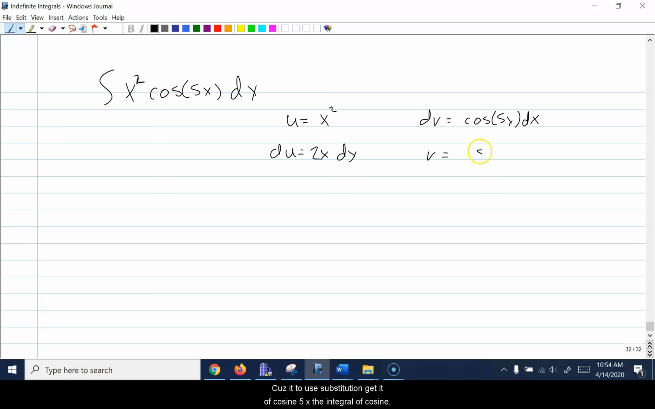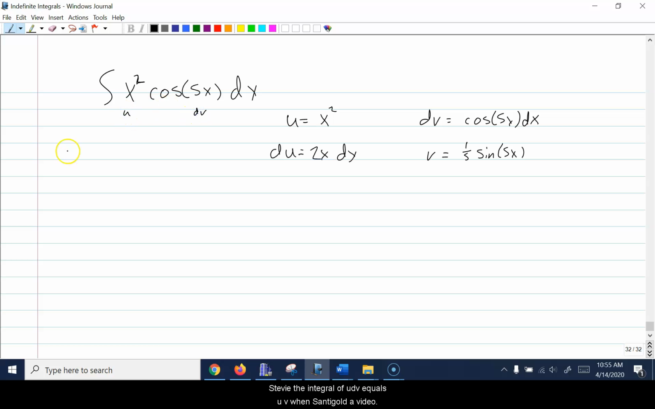v is the integral of cosine 5x. The integral of cosine is sine. I need to deal with the fact that when I take the derivative, it's going to poop out a 5. I put 1 over 5 to cancel that. I could put plus a constant, but I almost never want to do that. Okay, this is u.